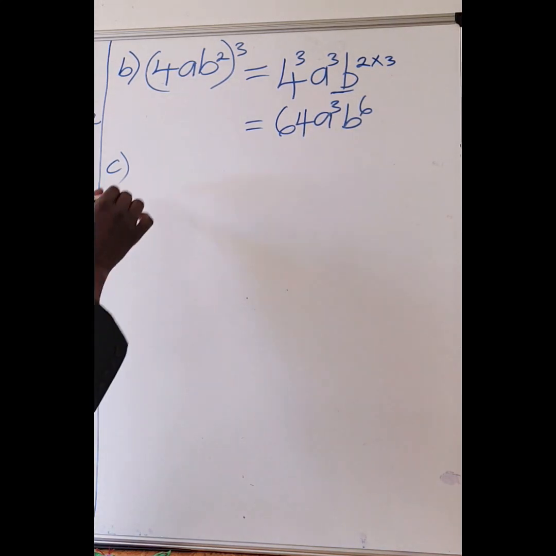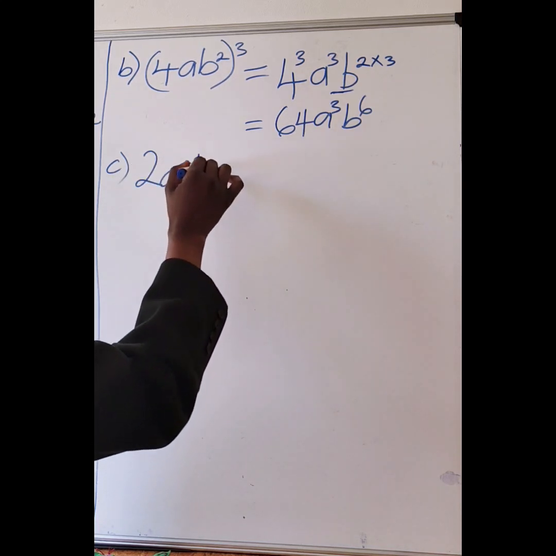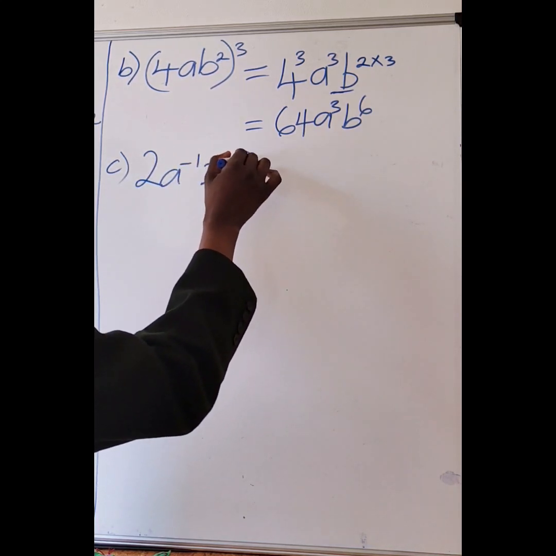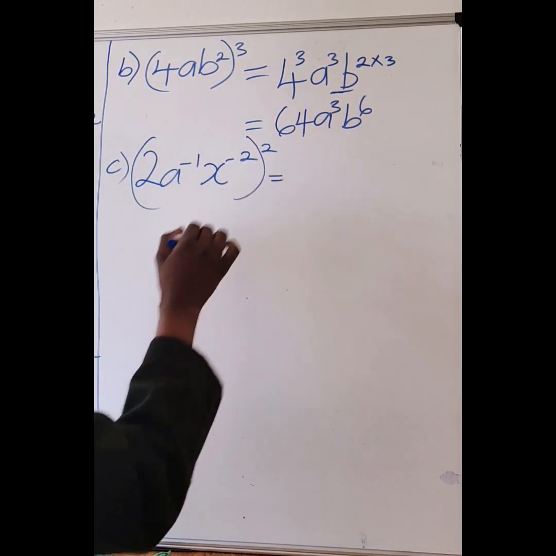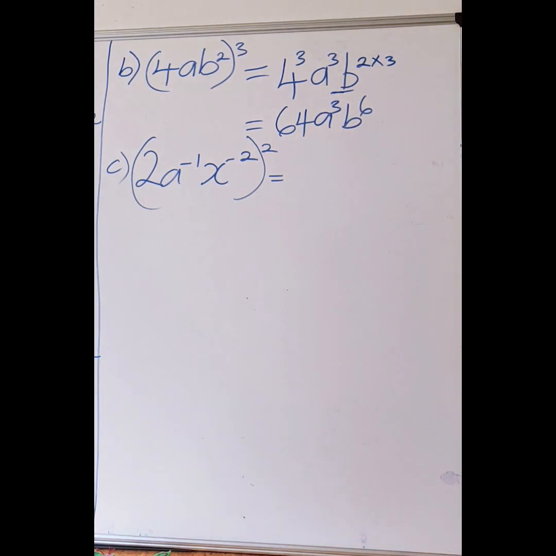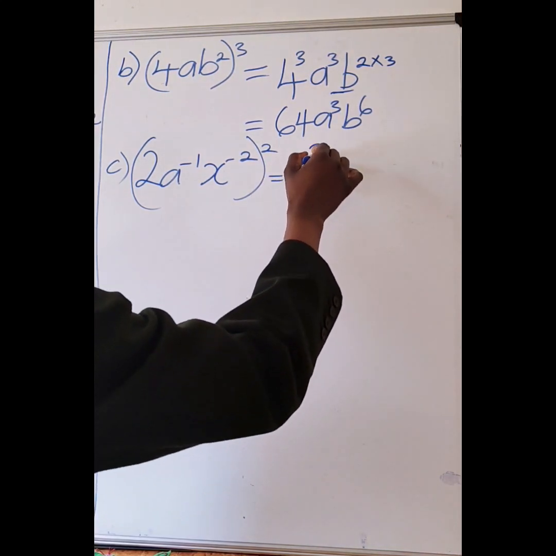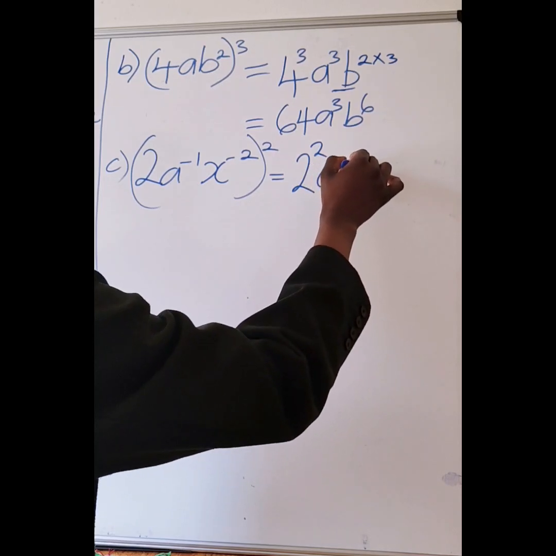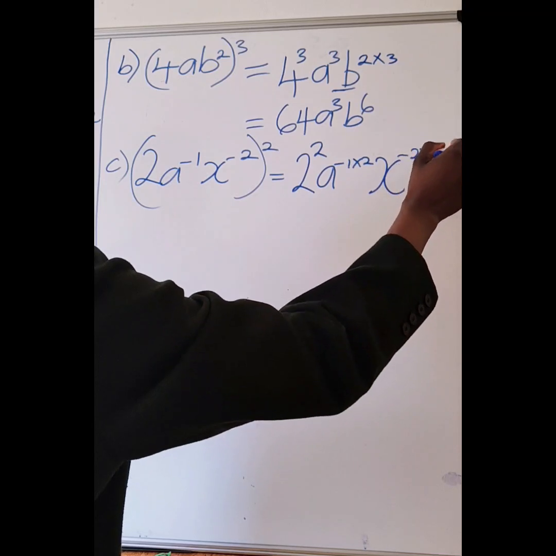We move to the third one, which is 2a raised to power minus 1, x raised to power minus 2, and everything raised to power 2. You can see in this third example that there is negative power. So we're going to use the power of a power rule and the negative power law too. So let's start with 2 raised to power 2, a raised to power minus 1 by 2, x raised to power minus 2 by 2.